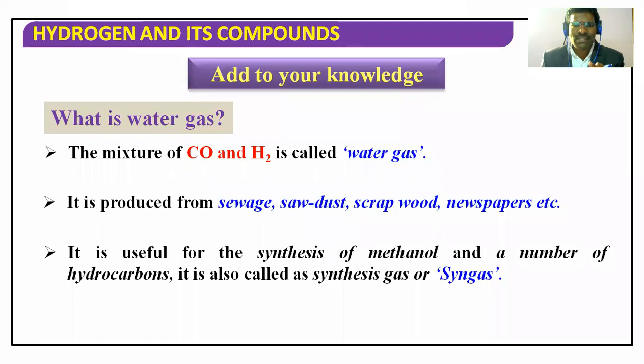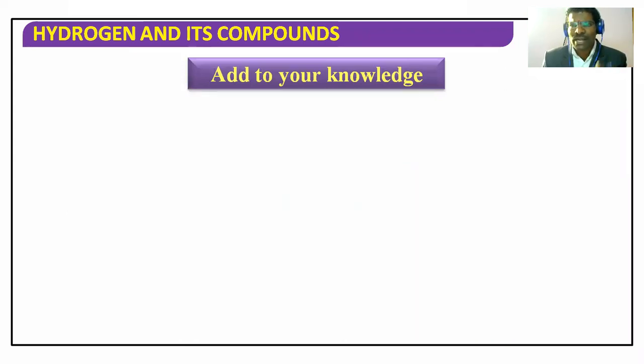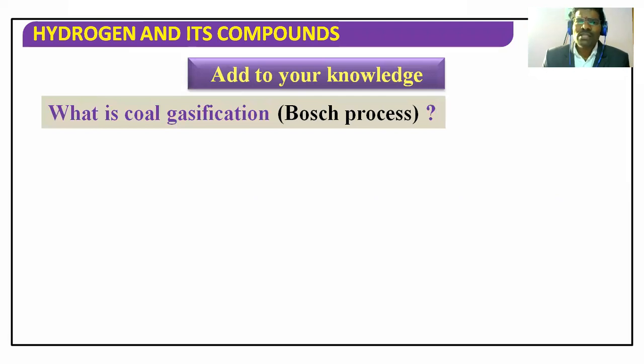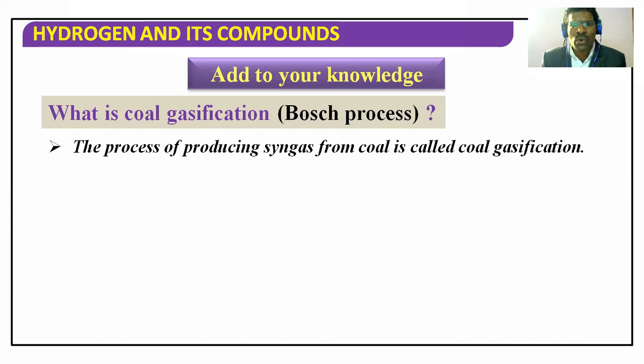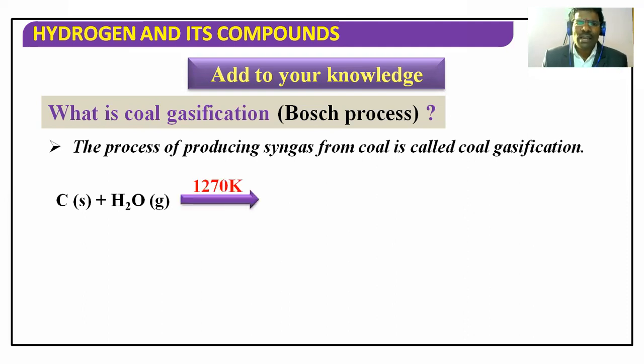What do you mean by syn gas or synthesis gas? It is useful for the synthesis of methanol and a number of other hydrocarbons. Therefore, the mixture of CO and H2 is known as syn gas. What is coal gasification? This process is also known as the Bosch process, dear students. The process of producing syn gas from coal is called coal gasification. Carbon plus H2O, coal or coke, reacts at 1270 kelvin temperature and gives a mixture of CO and H2, meaning water gas. This reaction is known as coal gasification or Bosch process.